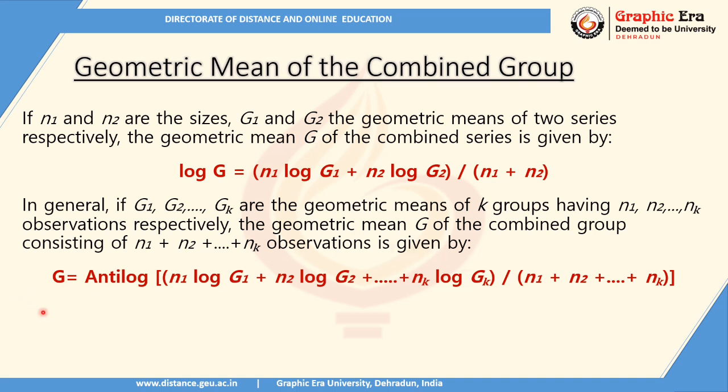G equals antilog, because we are finding the geometric mean. So by removing this log, we have to take the antilog. When we take the antilog, antilog and log cancel out, so G remains. Here there is no log, so antilog arises: G equals antilog of n1 log g1 plus n2 log g2 up to nk log gk divided by n1 plus n2 plus n3 up to nk.